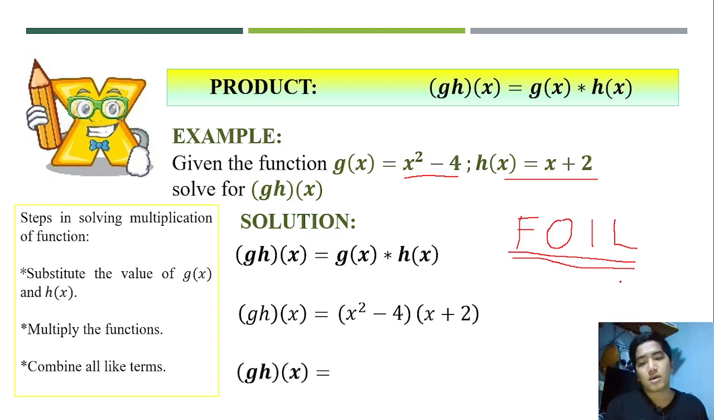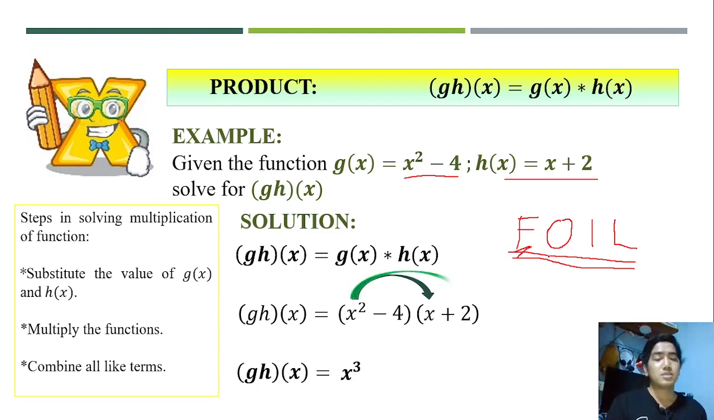We have g times h of x is equal to, so yung first term natin, multiply natin sa first term ng second function natin. So that will be x squared multiplied by x, and that is equal to x cubed. Okay, so bakit siya naging cube? Diba kapag nag-multiply tayo ng dalawang variables na the same, we just simply add yung kanilang mga exponent. Okay? Next one, we have the outer to outer.